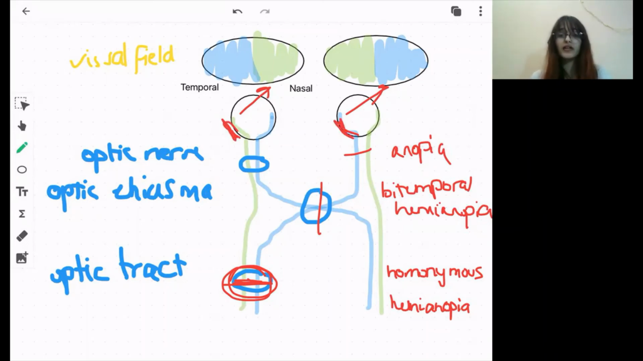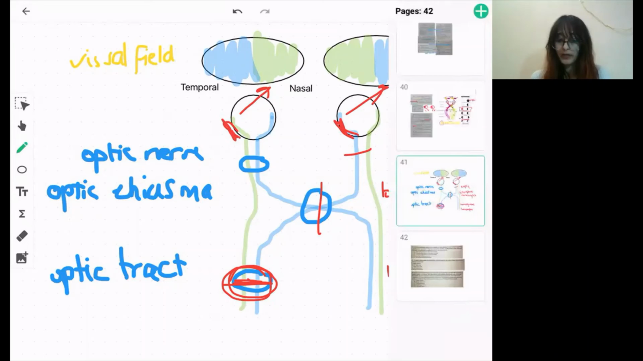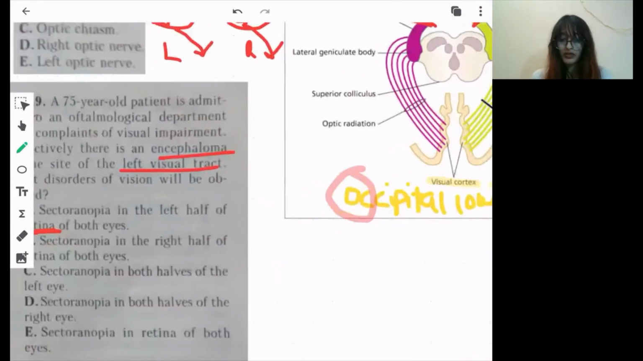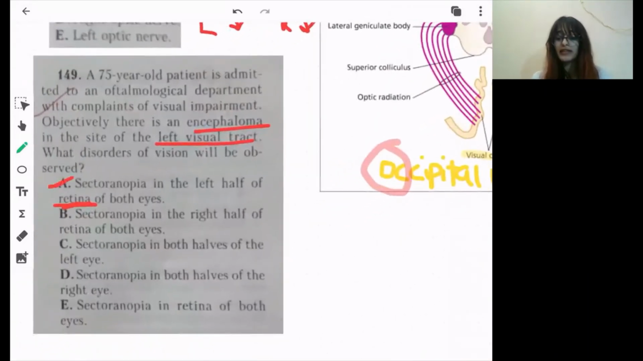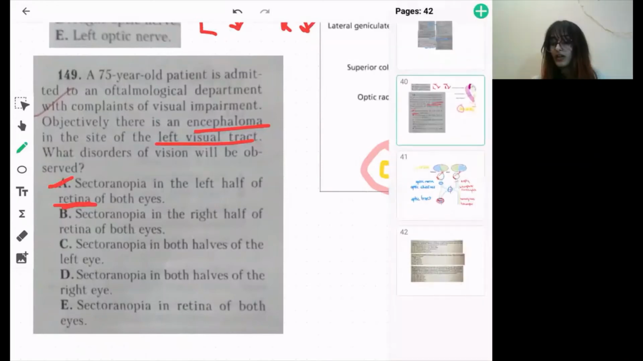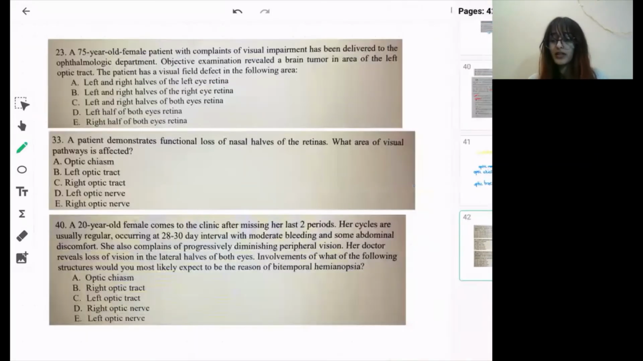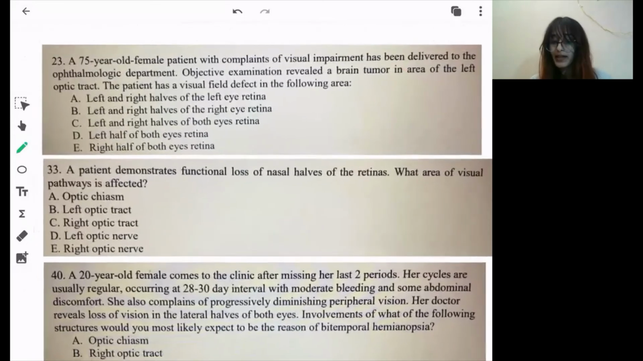The left retina, left hemiretina. So here the answer would be hemianopia in the left half of retina of both eyes. Now let's also look at some other questions related to this topic.